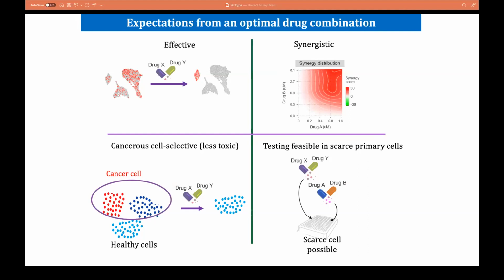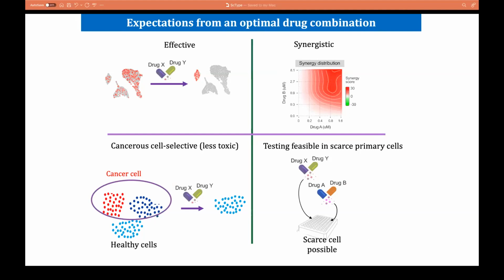So for optimal drug combinations, the expectations are that first it should be effective, and second it should be less toxic. For example, it should only target the cancerous cells, not the healthy cells. Third, it should be synergistic.